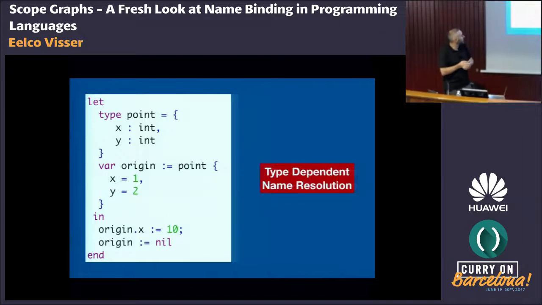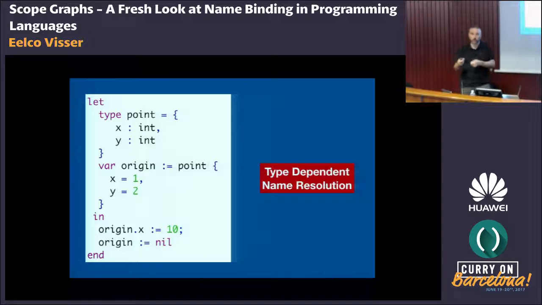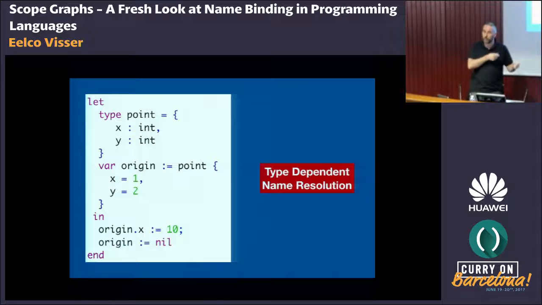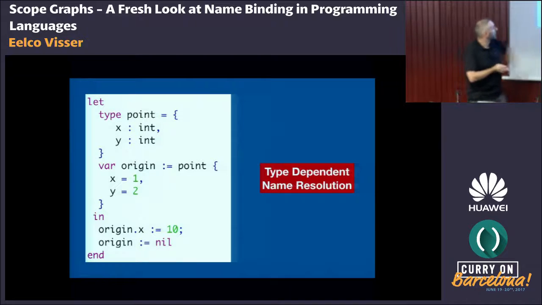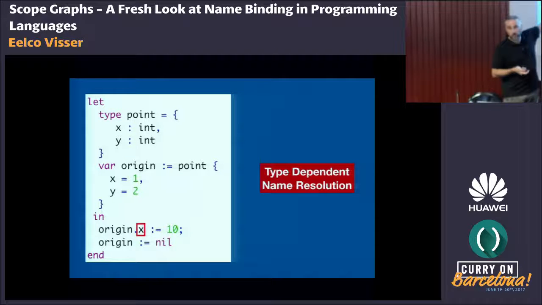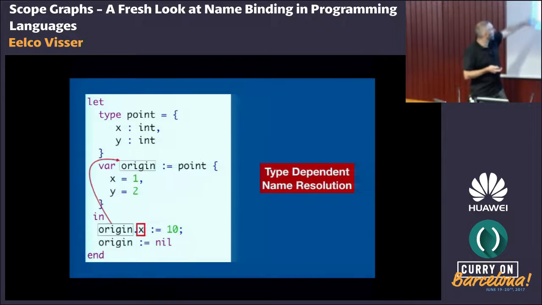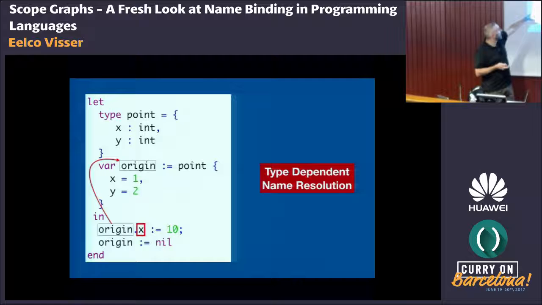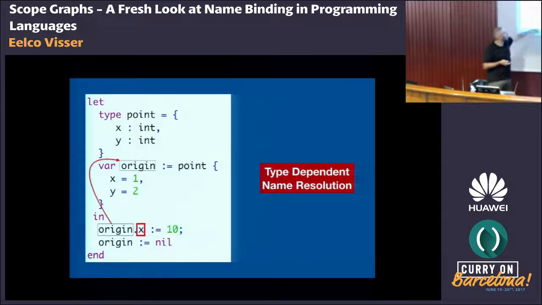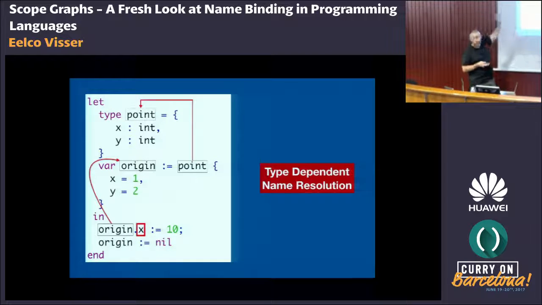For record fields, we may want to do type-dependent name resolution, where we figure out what a name points to by first figuring out what a type is. For example, here in this expression, origin.x, we would like to know what x is this name referring to. But in order to figure that out, we first need to figure out what this expression refers to. And that has a name, which refers to some declaration, which has a type, which we need to figure out what it points to. And then via that path, we can figure out what the record field the x points to.